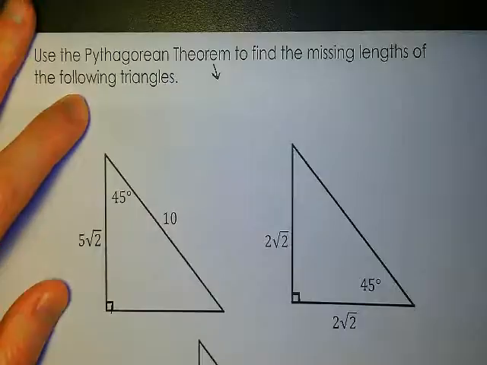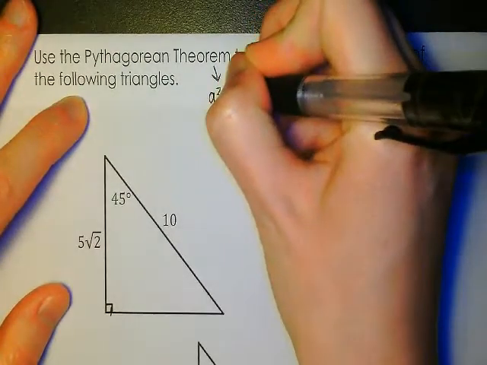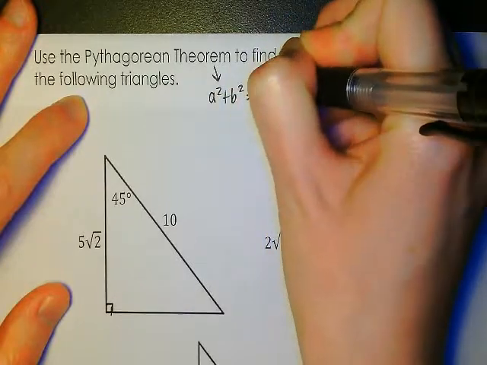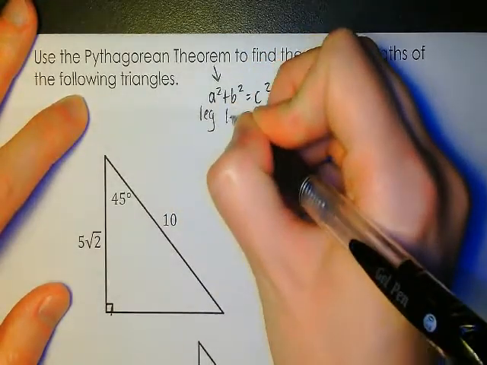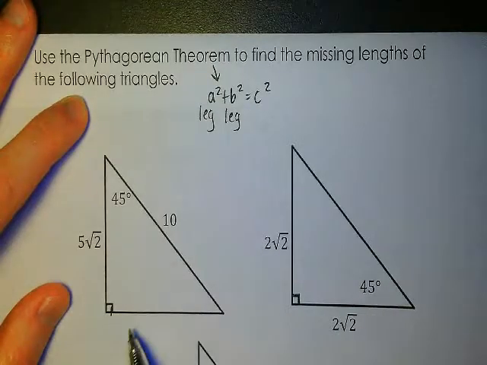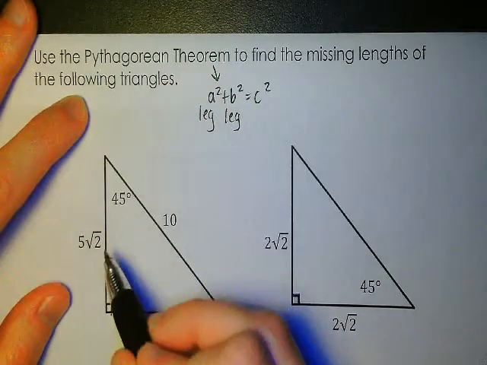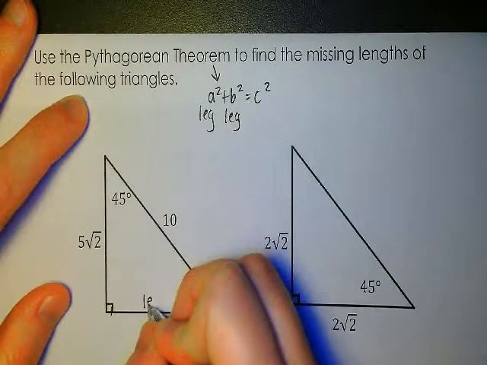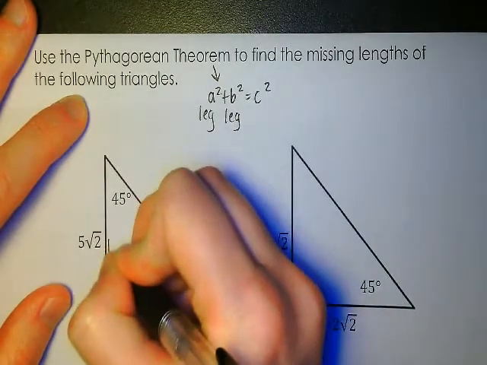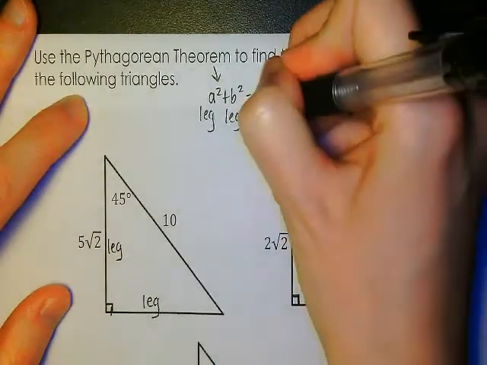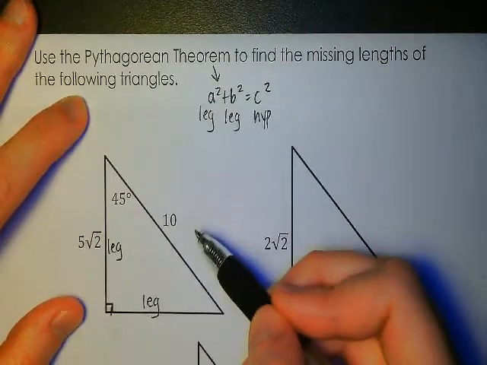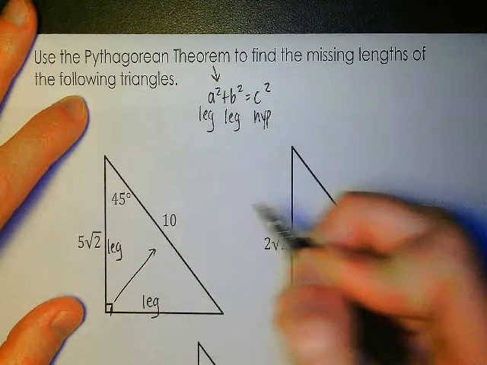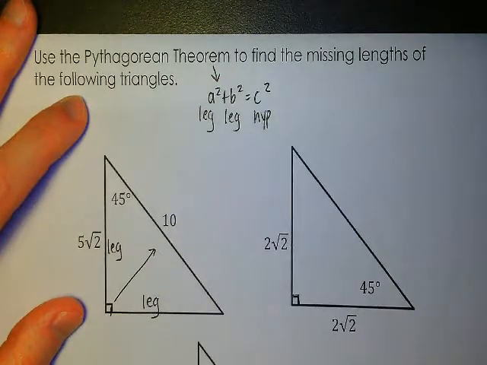The Pythagorean theorem, we remember from earlier this week, is a squared plus b squared equals c squared. And we know that a and b are what we call the legs of a right triangle, and those are going to be the two sides that make the right angle. So this would be a leg, and this 5 square root of 2 would be a leg. The hypotenuse is going to be represented by the letter c, and the hypotenuse is the longest side of a right triangle, and it's also the one located directly across from our right angle.